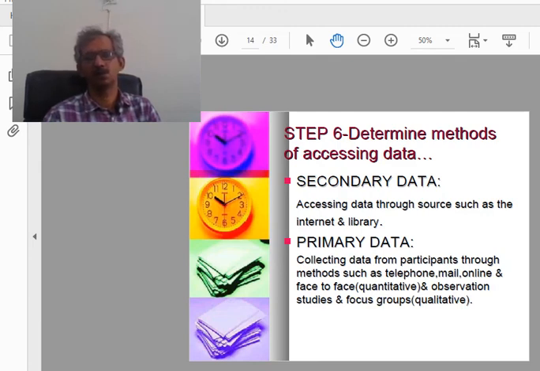What are the steps involved in determining the methods of assessing the data? How will you collect it? Secondary sources are accessed through the internet or library, through Google or various other sources. Primary data is collected from participants through methods such as telephone, mail, online, face-to-face quantitative and observation studies, and focus groups. This is qualitative. Primary data is collected through surveys or through interviews or focus group discussions.